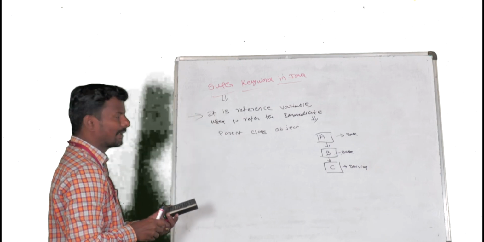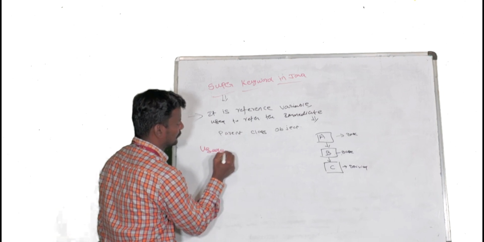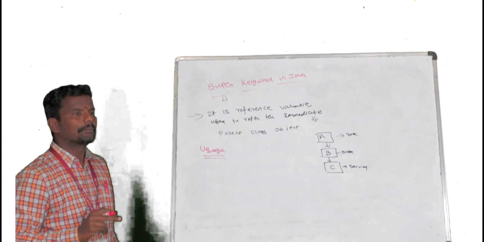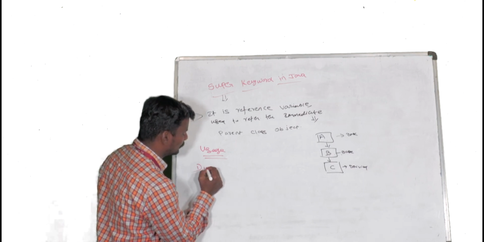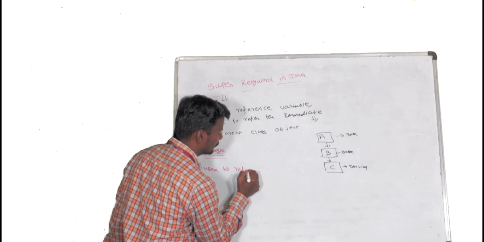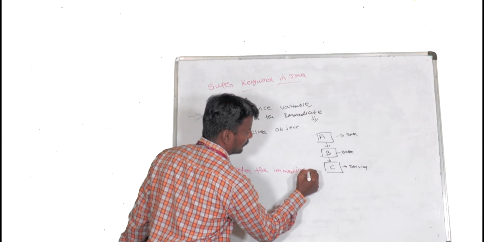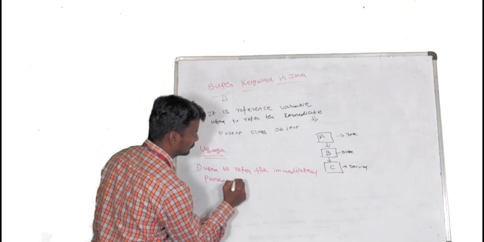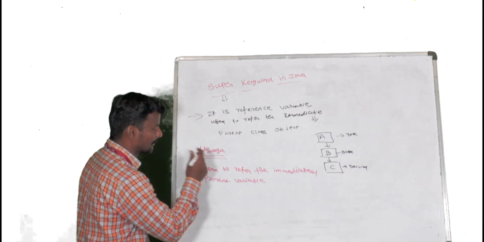Next, what is the usage of the super keyword in Java? The super keyword can be used in three places. What are the three places? The first one is that it is used to refer to the immediate parent variables. That is the first usage.